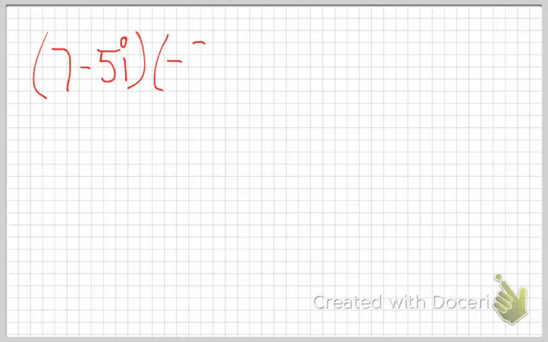So for this video, we're going to work with complex numbers and kind of treat them like variables so that way you can be more comfortable with them. So for instance, I have 7 minus 5i times negative 8 plus 2i. When you're multiplying two complex numbers, you want to treat it like you're multiplying two binomials.